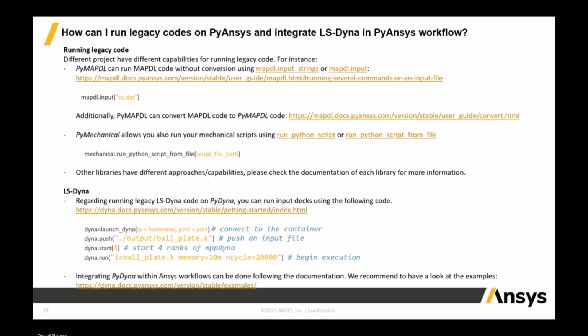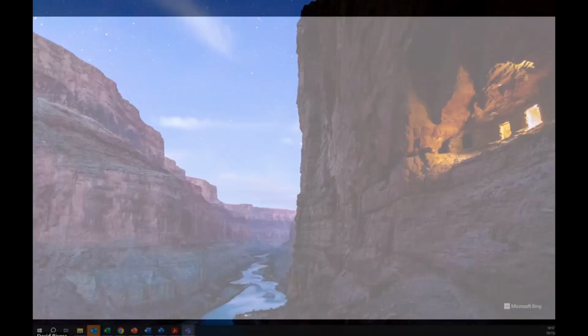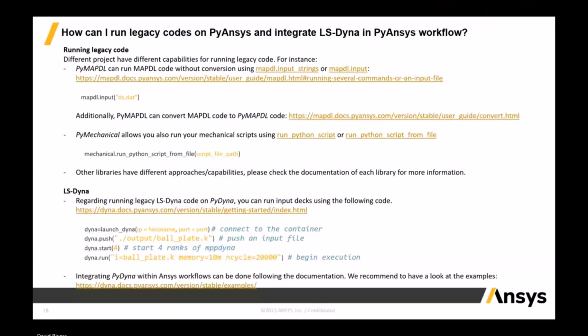Additionally, for example, PyMAPDL has a converter, so it will convert MAPDL code to PyMAPDL code, and the link for that part of the documentation is there. Other libraries like PyMechanical have different methods, like you could run a Python script from a file using the method that is on the screen.